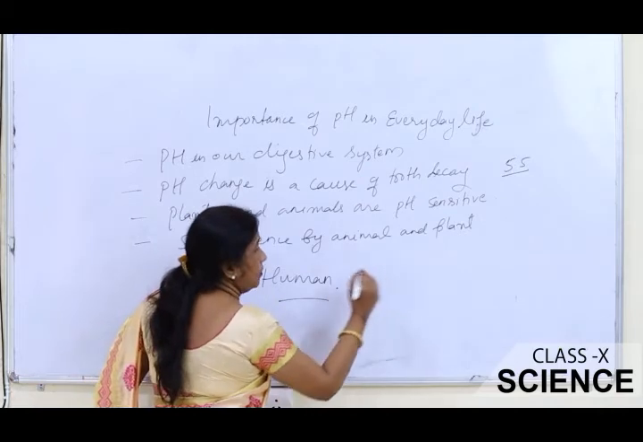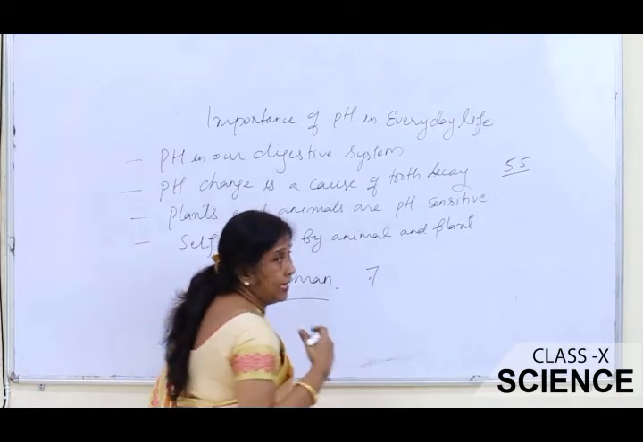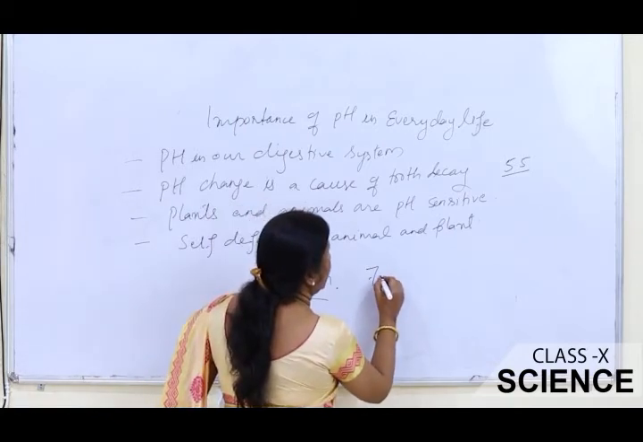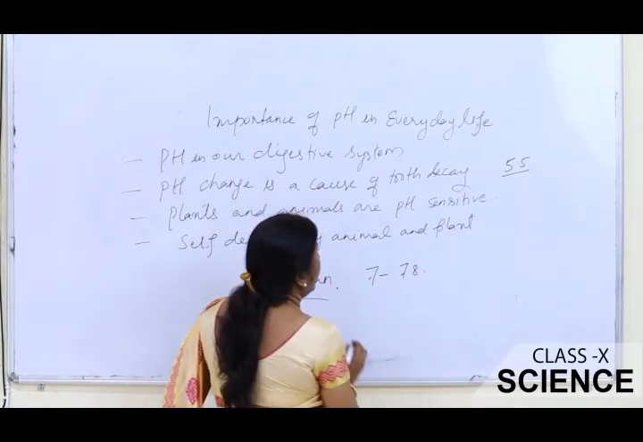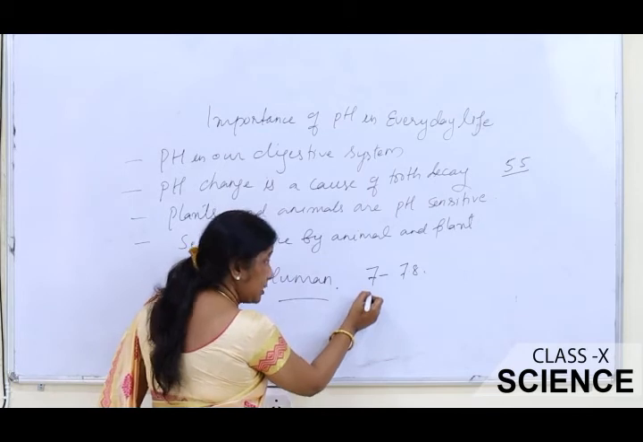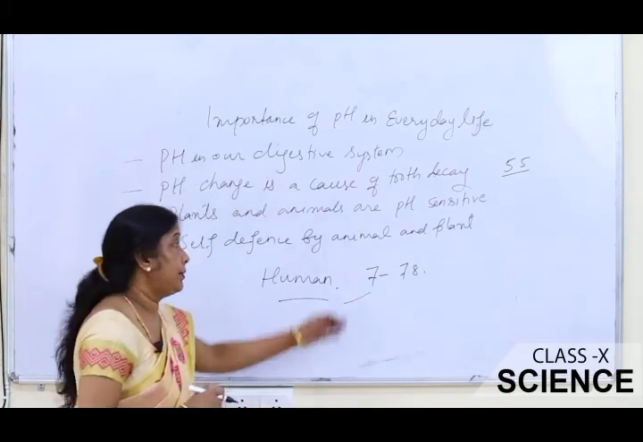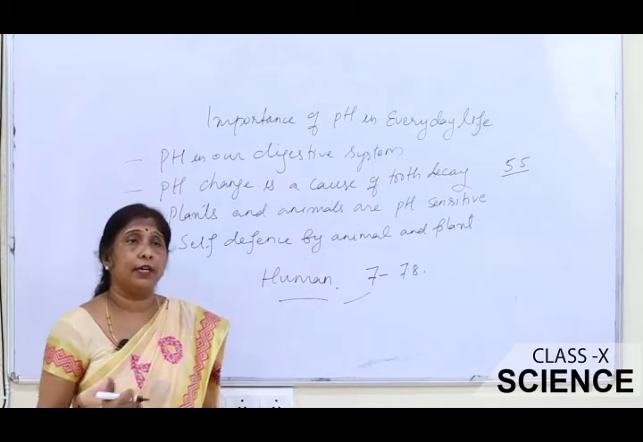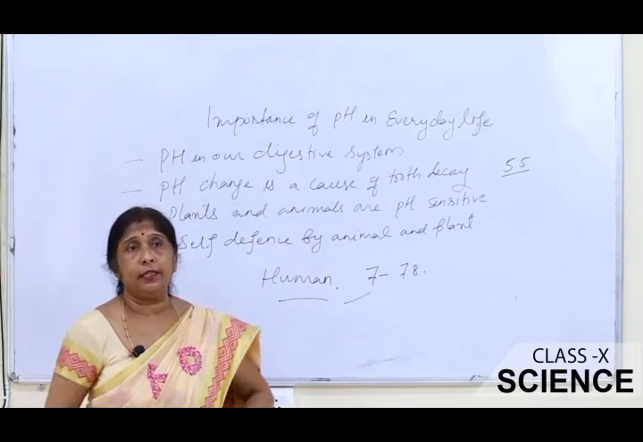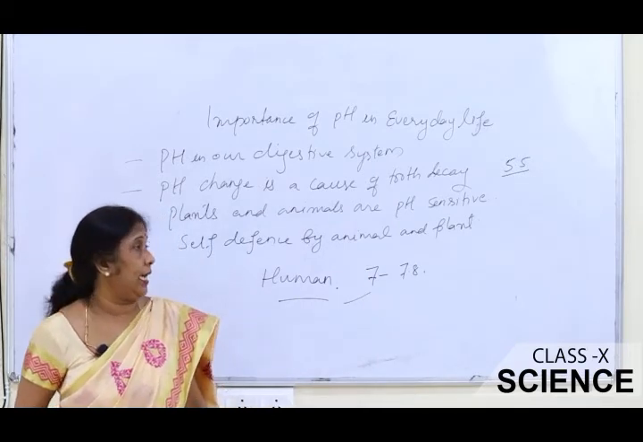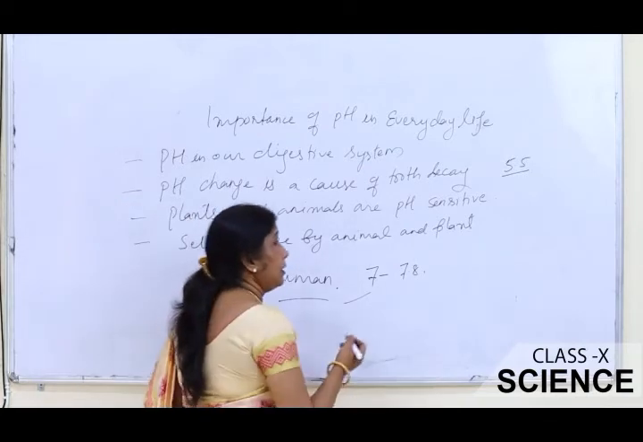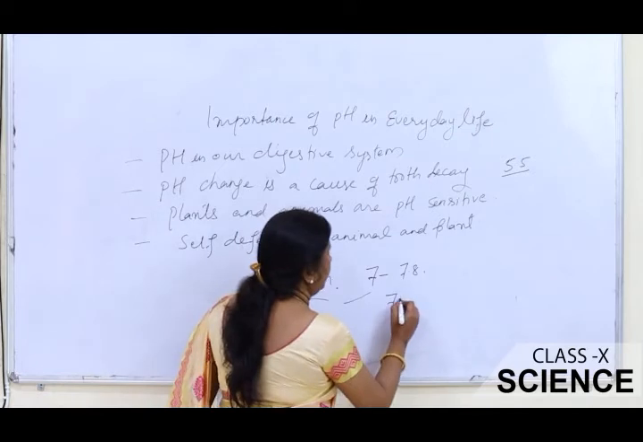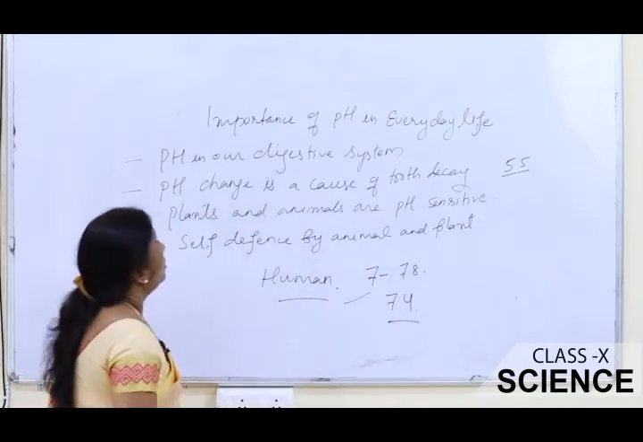In the case of humans, the internal metabolic activities inside our body take place between the pH value 7 to 7.8. If the pH value falls below 7 or rises above 7.8, then we find it difficult to maintain body function, and all the metabolic activities will be affected. The human blood, our tears and saliva have the pH value of 7.4.